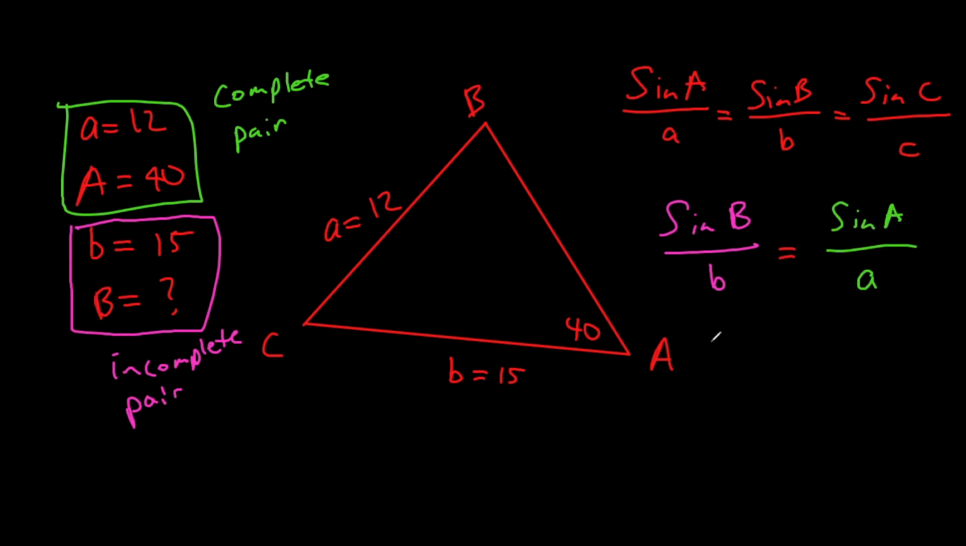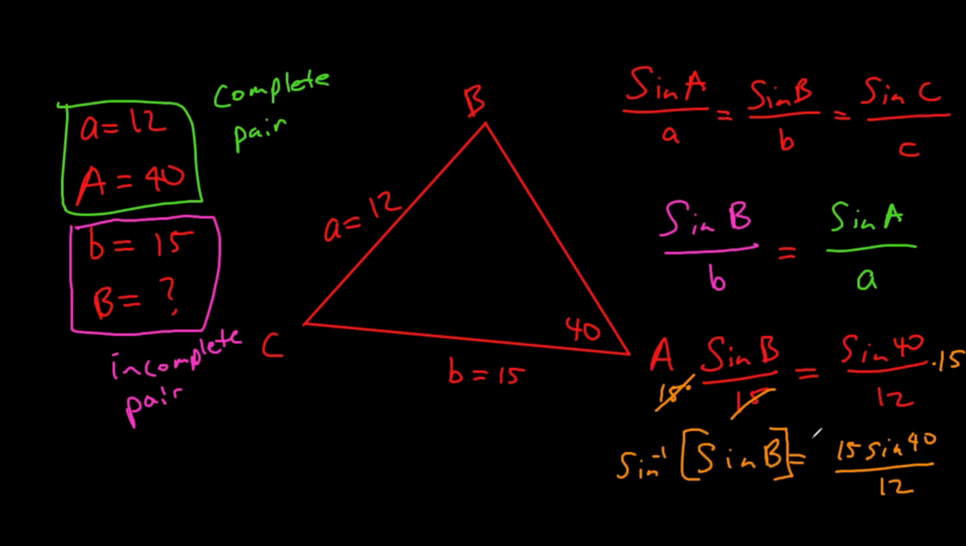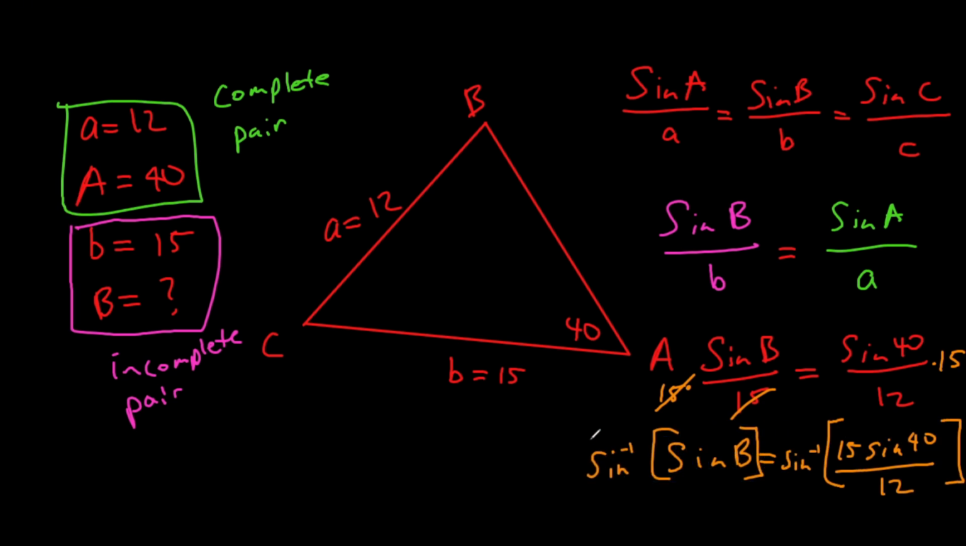And now we're going to just plug everything in. And now we just need to solve for b. To do this, we're going to start off by multiplying both sides by 15. And that will get rid of the 15 over here. And then we're also going to take the sine inverse of both sides. And that will cancel these. And we get b is equal to, go ahead and put that in our calculator. So you type in 15 times sine of 40 divided by 12 equals, and then you do sine inverse of your answer. And you should get 53.46 degrees.